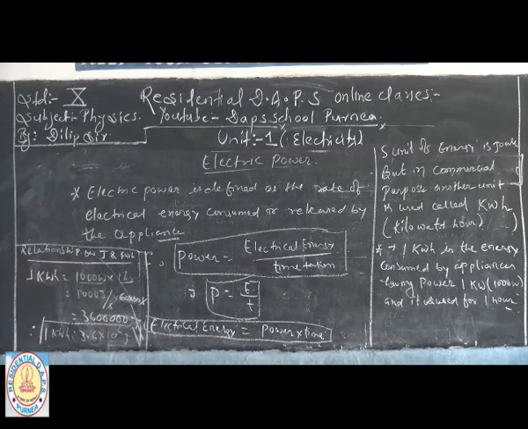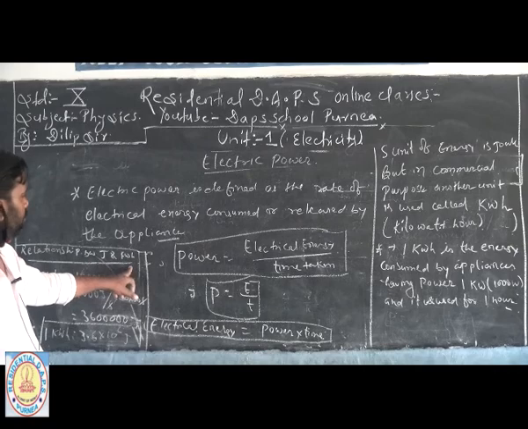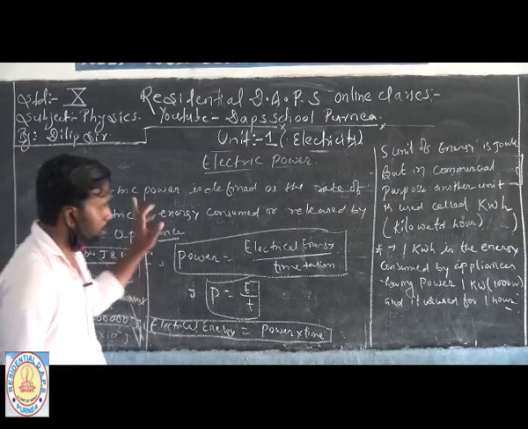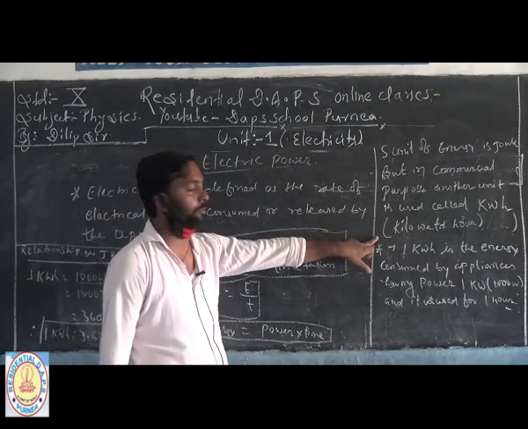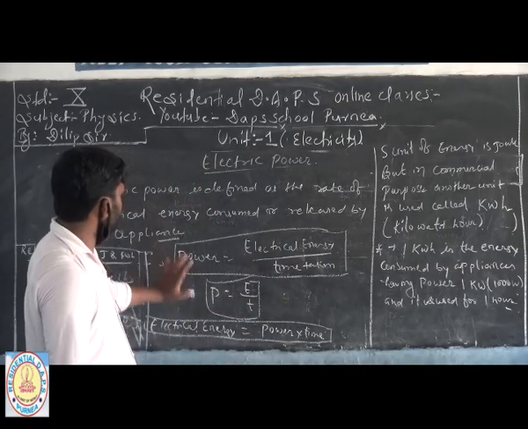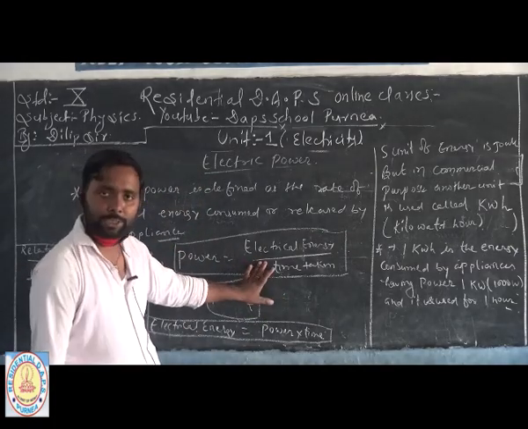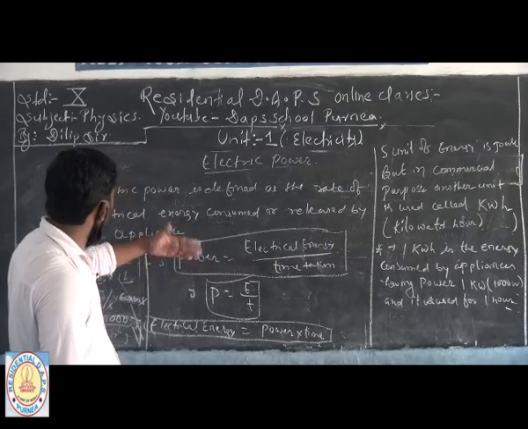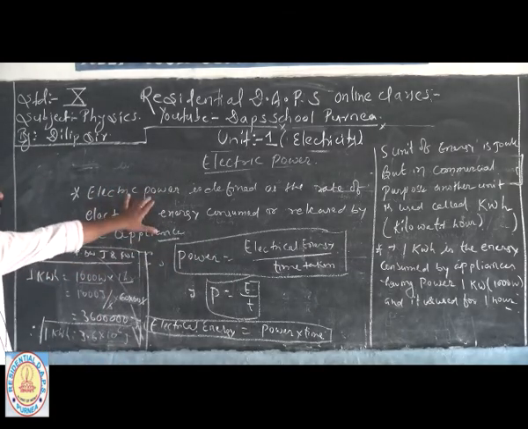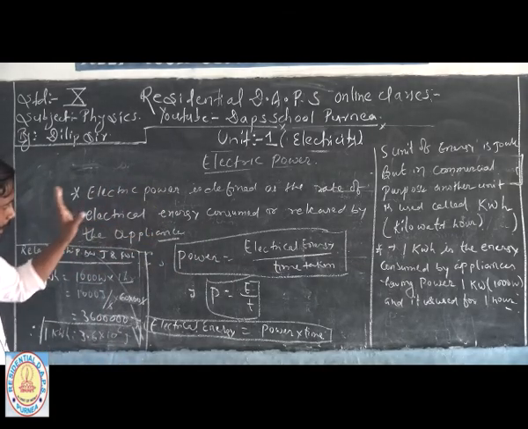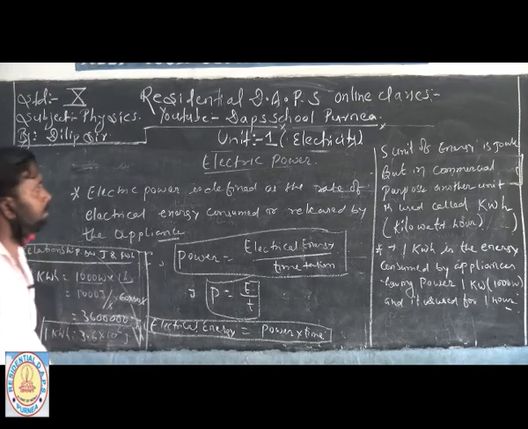This is the relationship between the joule and kilowatt hour. This is the commercial unit of electrical energy, and this is the definition of electric power in terms of electrical energy consumed. And we have already earlier explained the electric power in terms of what? Electrical work done. Just note it.